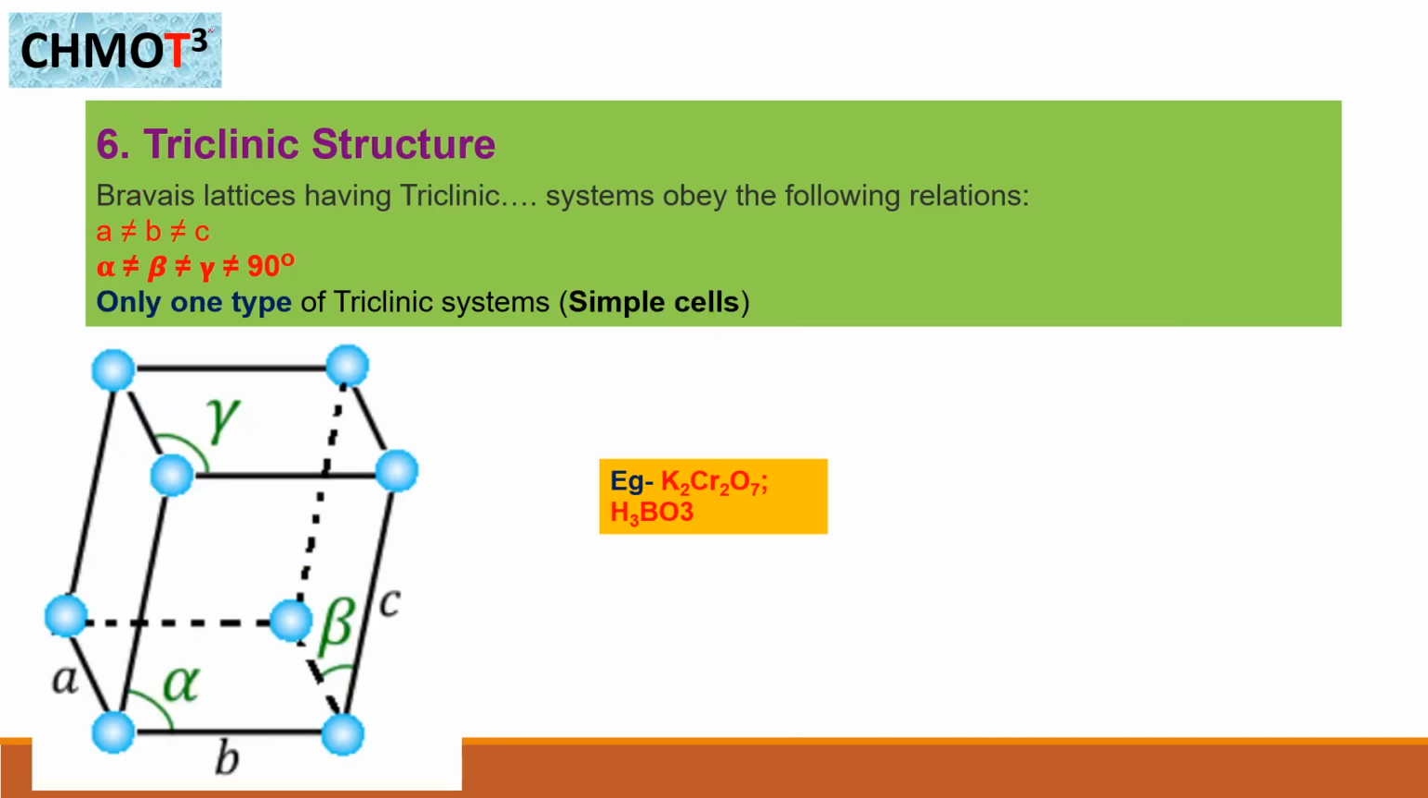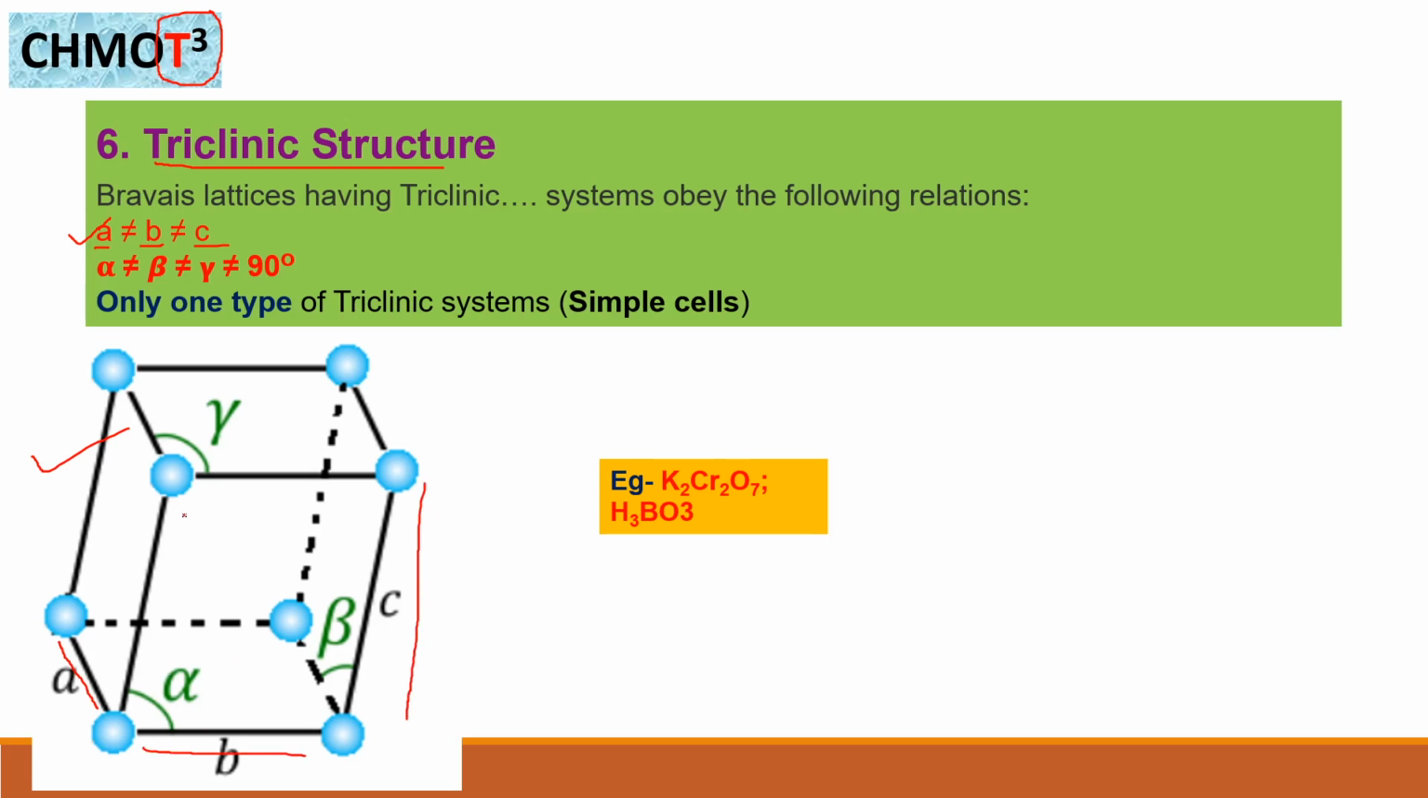Now triclinic. We already discussed tetragonal. In this crystal structure, the triclinic structure, the axes or dimensions of the lattice cell are such that A is not equal to B is not equal to C. Getting my point? A is not equal to B is not equal to C.